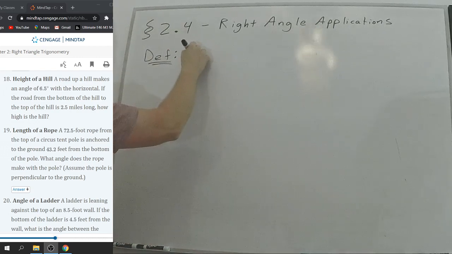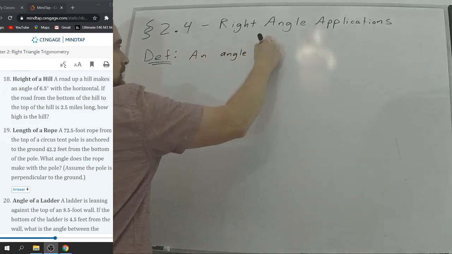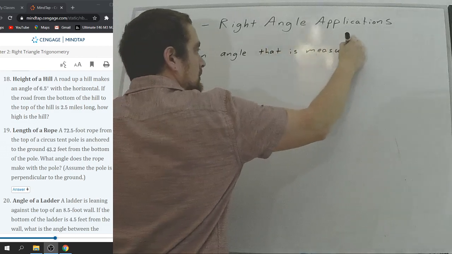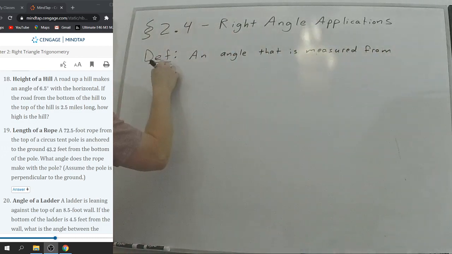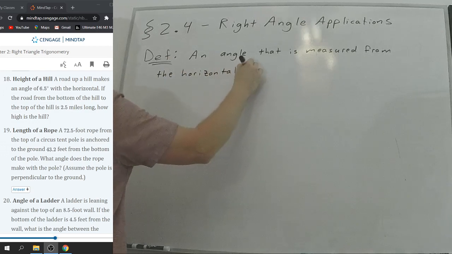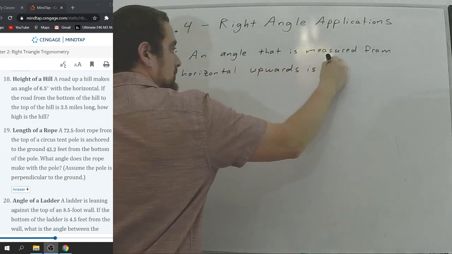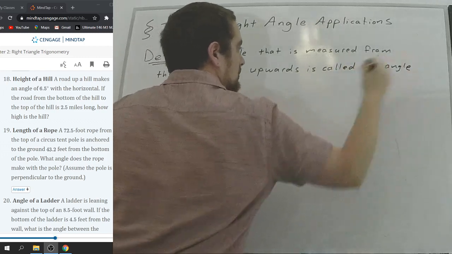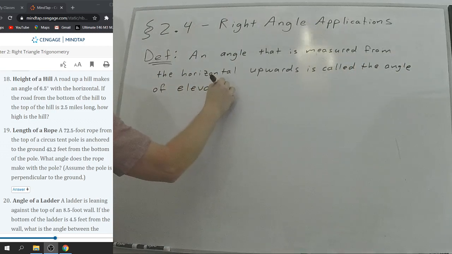So we will say that an angle that is measured from the horizontal upwards is called the angle of elevation.